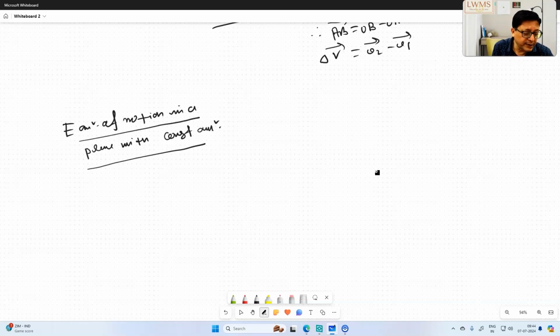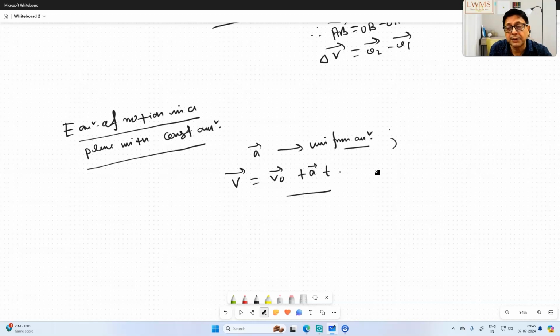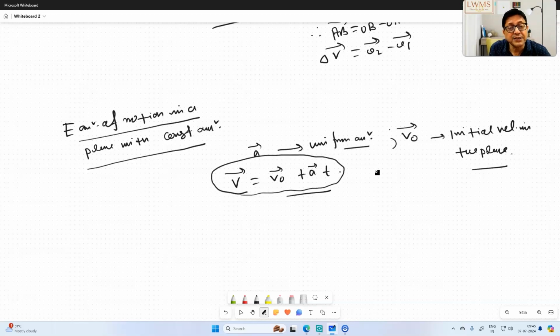Let that acceleration vector be A, then you can write v vector equal to v0 vector plus a vector into t. Okay. This v0 stands for what? Initial velocity in the plane. A stands for uniform acceleration, v0 stands for initial velocity in the plane, and t is the time elapsed. Then V will be equal to V0 plus AT. See, this equation we can write in the plane.